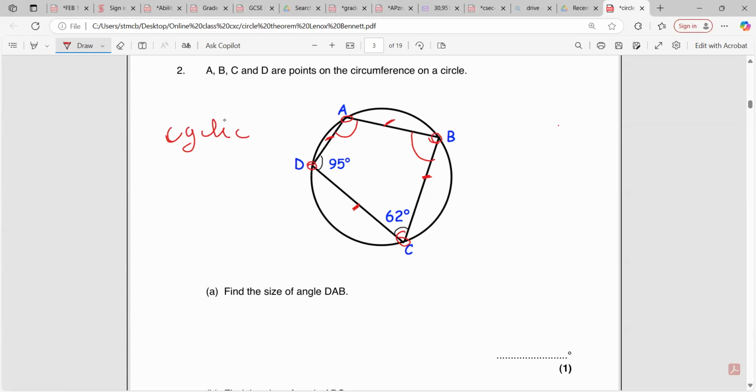Question, Mr. Bennett. If it does not sit on the circumference, that means that it's not a cyclic quadrilateral? Correct. It must sit on the circumference. And it has to have four sides as well.